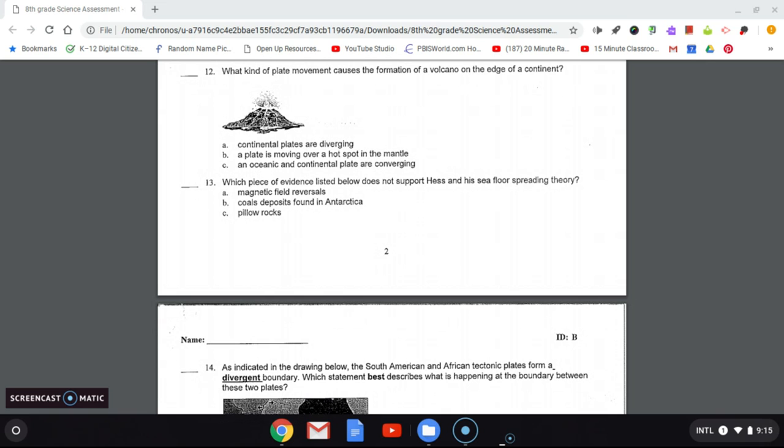Number 12, what kind of plate movement causes the formation of a volcano on the edge of a continent? A, continental plates are diverging. B, a plate is moving over a hot spot in the mantle. Or C, an oceanic and continental plate are converging.